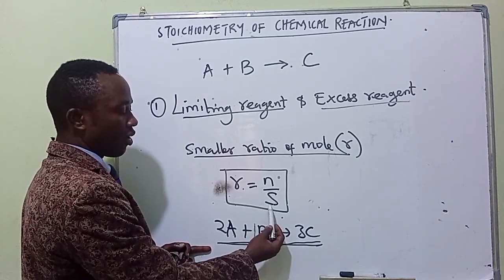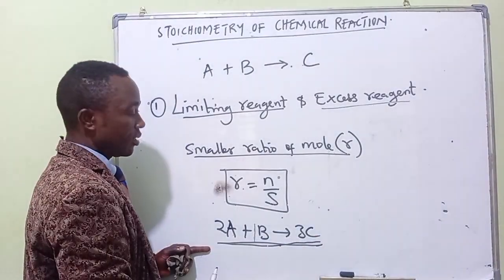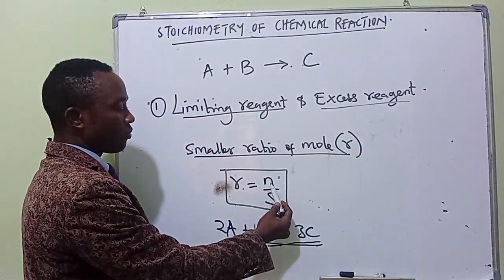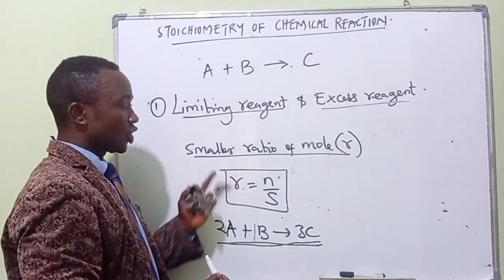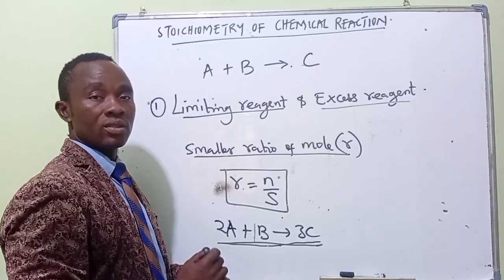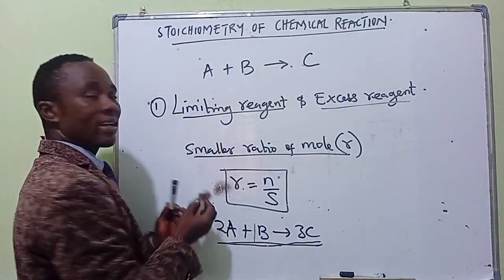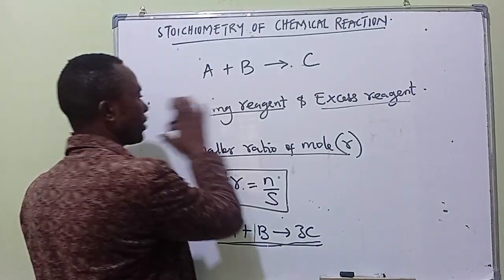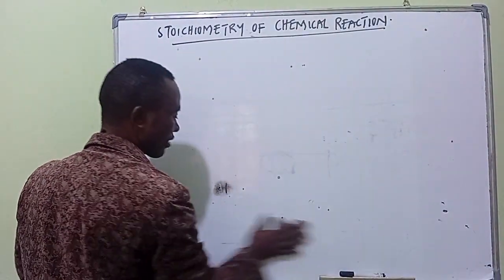While the stoichiometric number of mole for the product C is what? Is 3. Okay? So, if you know the number of mole, you divide it by the stoichiometric number of mole, you will get the ratio of mole for that particular reagent. Now, having taken this, let us take an equation that will demand us to find the limiting reagent and excess reagent.